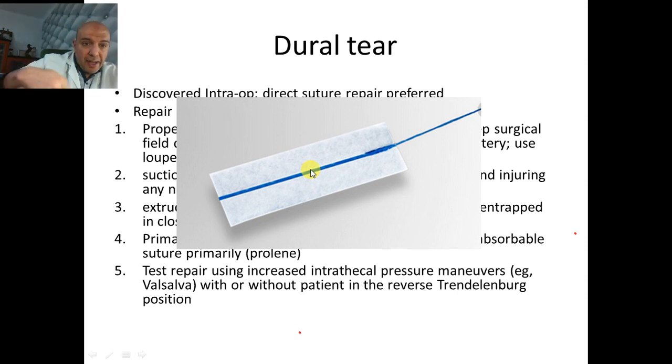Try not to trap the fascicles of the nerve in the root. So, with a Penfield, you push the fascicles inside the dura and take either interrupted or running stitches, as you can, with 6-0 non-absorbable suture.